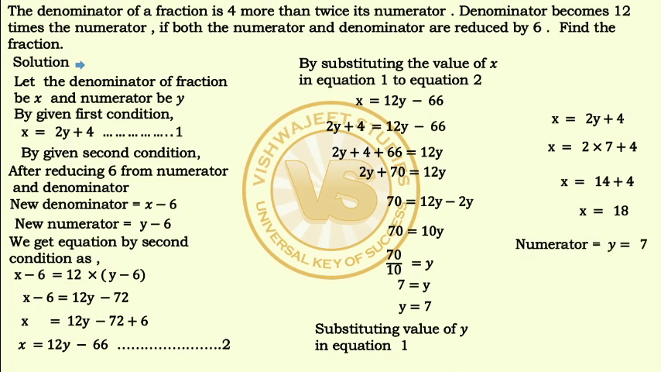Thus, we get the numerator, which we have considered y is equal to 7, and the denominator, which we have considered as x is equal to 18. So, our fraction is 7 upon 18.